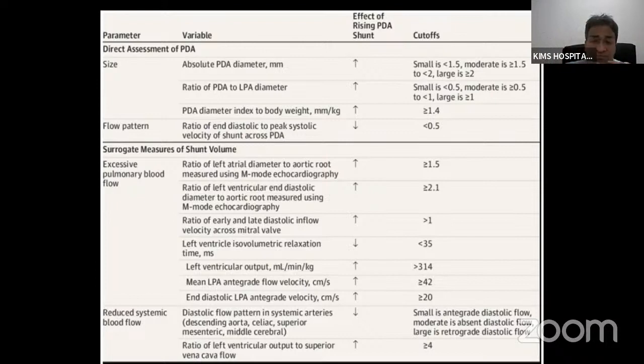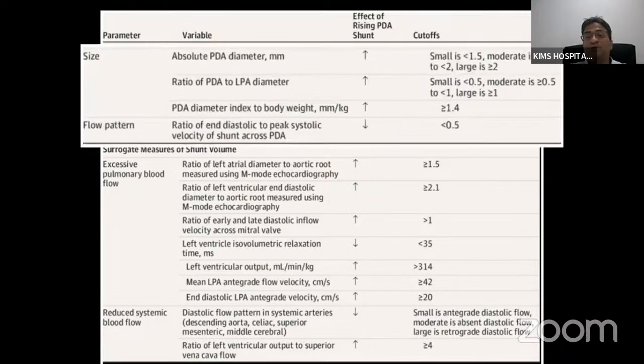And then there are other surrogates, like excessive pulmonary blood flow, and various LV outflow and LPA flow measures that we cannot cover. But these are the criteria by which we can see there is more flow going from the PDA to the pulmonary artery and then coming back to the LA and LV.